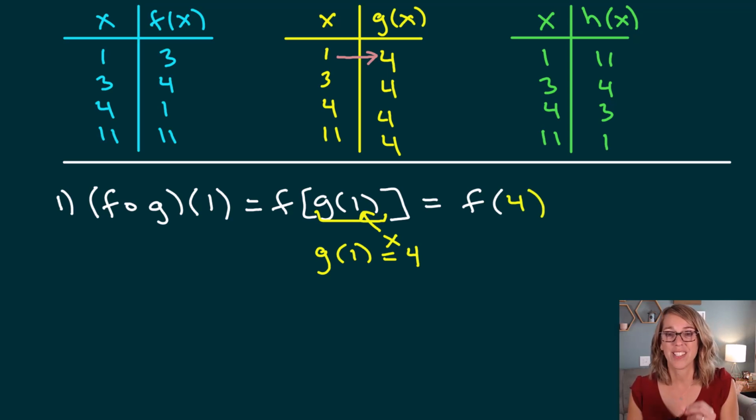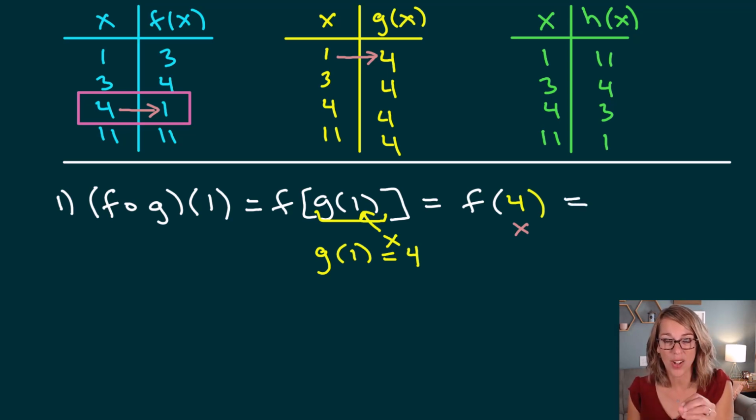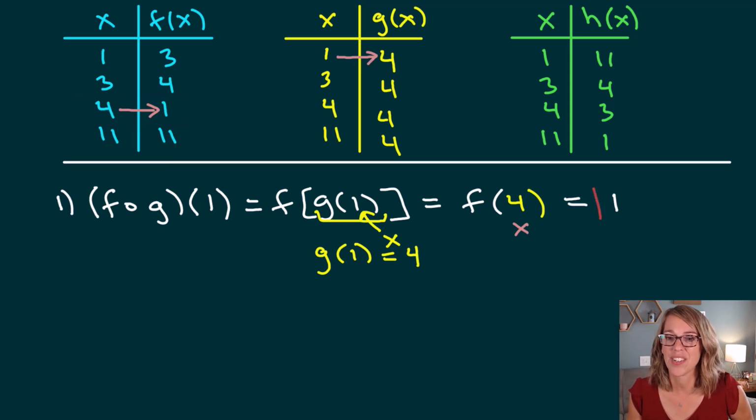Now 4 is my brand new x value. So I'm going to go ahead and look for an x on my function f graph. So here's 4, and it takes me to an output of 1. So f of 4 is equal to that second column's value, and that's equal to 1. So our answer, following these through really carefully, is equal to 1.